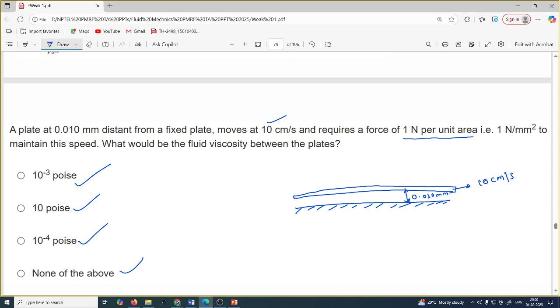Okay, so I am going to explain how you will approach. You need the force per unit area, that is the stress, which is given as 1 Newton per mm square. Now you need to calculate the viscosity. You know the formula: tau is equal to viscosity times del u by del y, that is the change in velocity with respect to y.